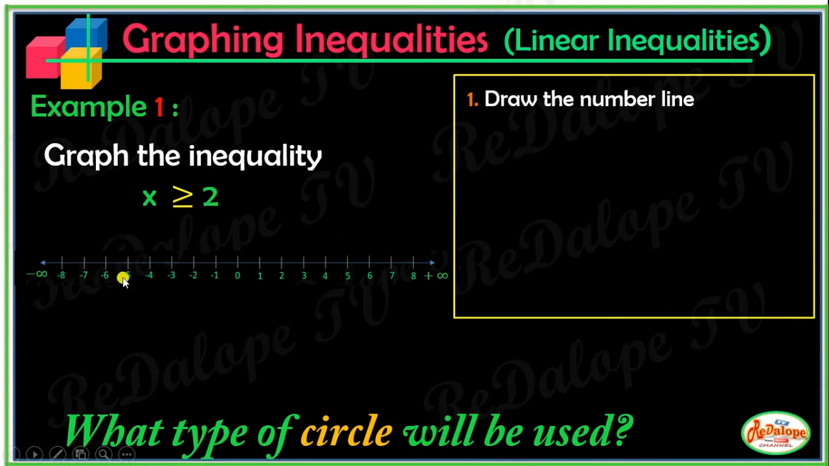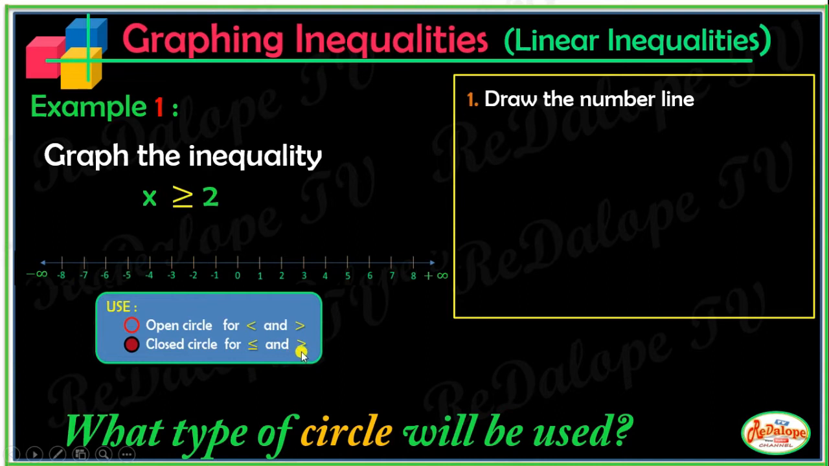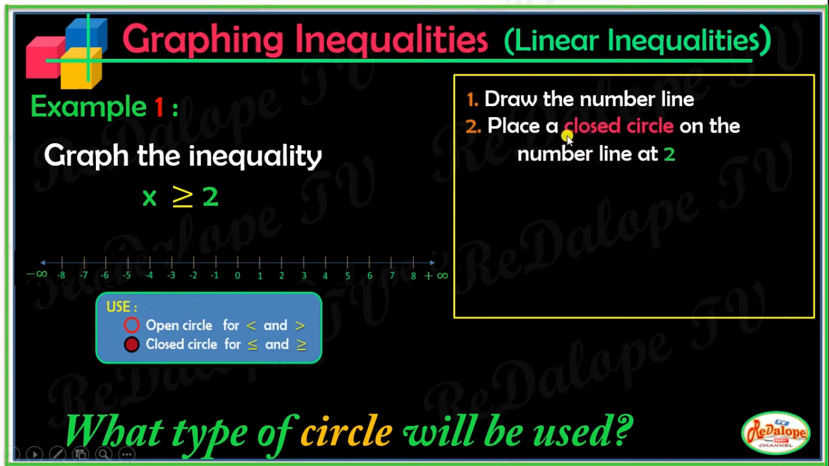Now what type of circle are we going to use? We can simply know the type of circle that we're going to use to graph this inequality from the inequality sign between x and 2, which is greater than or equal to. If this is greater than or equal to, then therefore we are going to use the closed circle. So we're going to place a closed circle on the number line at 2. So we have the closed circle.